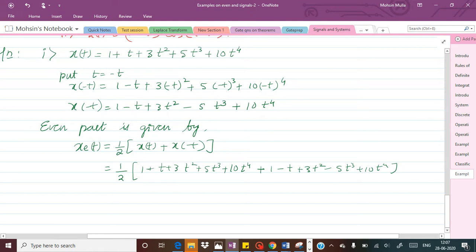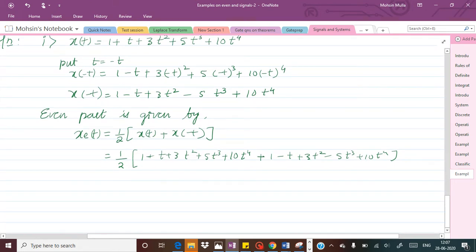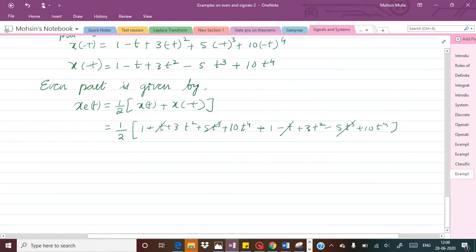So here it is plus t, and here it is minus t. Then similarly plus 5t cube minus 5t cube, and the remaining terms are all plus, so let us keep them. So 2 plus 2 into 3t square plus 2 into 10t raised to 4.